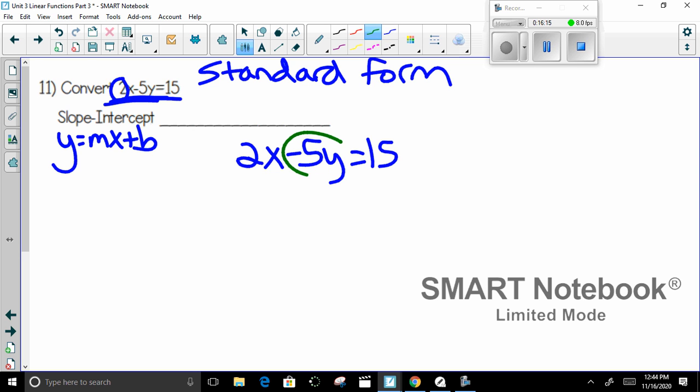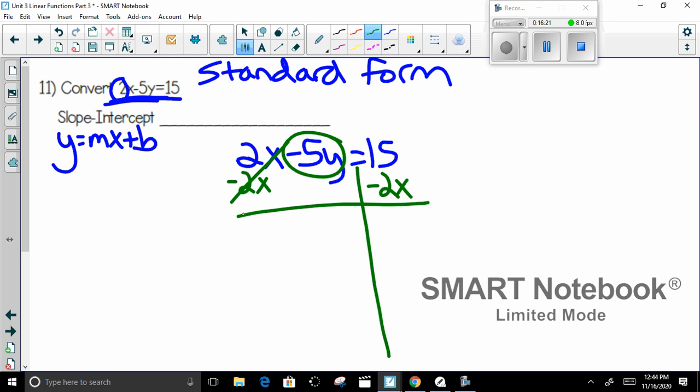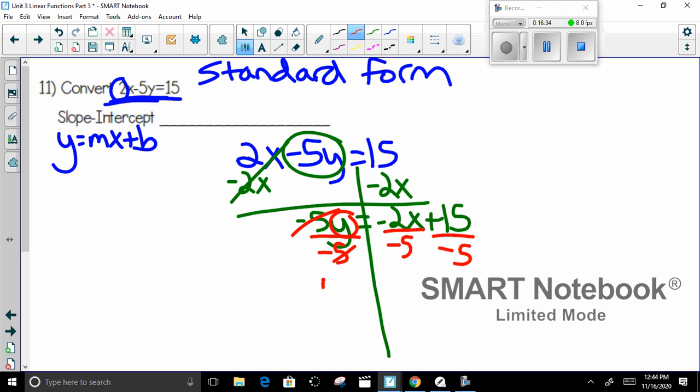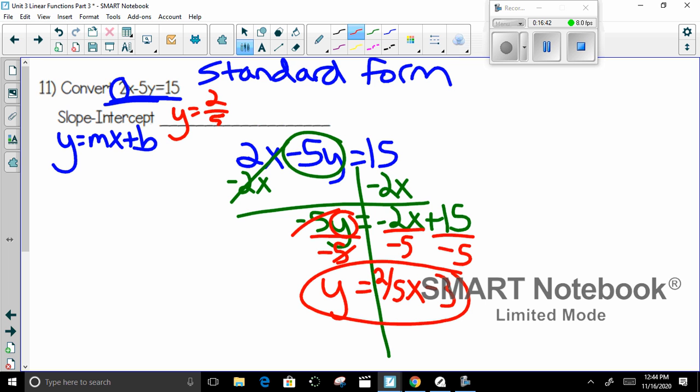So my goal is to get y by itself. So that means I can't touch -5y until I get rid of the 2x. So subtract 2x. So -5y equals -2x plus 15. Finish getting y by itself by dividing everything by -5. If I do that, y equals 2/5 x minus 3. So y equals 2/5 x minus 3.